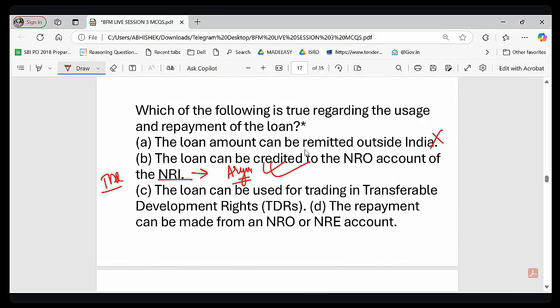Now, the next question is, can the loan amount be used for trading in TDR? TDR is transferable development right. Can the loan amount be used for trading in TDR? What do you think?